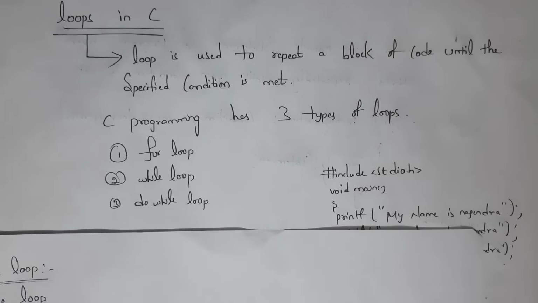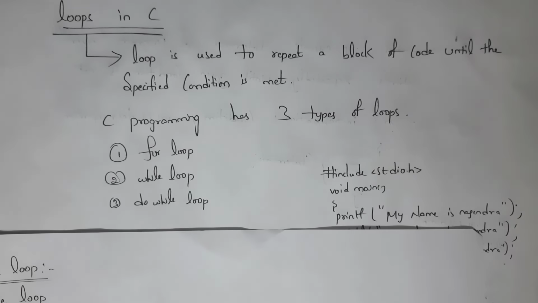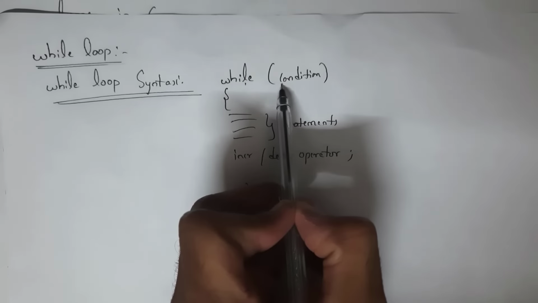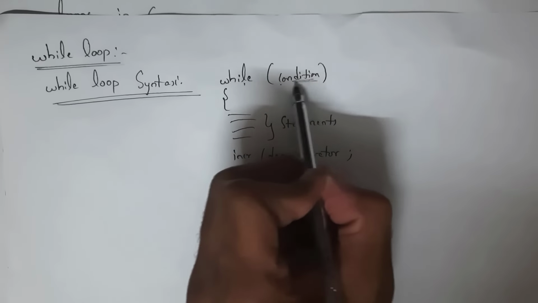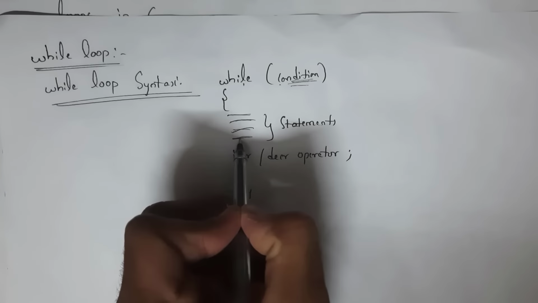Next I will explain the while loop. Guys, this definition is the same for all these three loops, so you can write this definition for the while loop. This is the syntax for the while loop. At first you need to write while, and inside brackets you need to give the condition. Until this condition is satisfied, whatever statements are present inside this while loop will be executed.